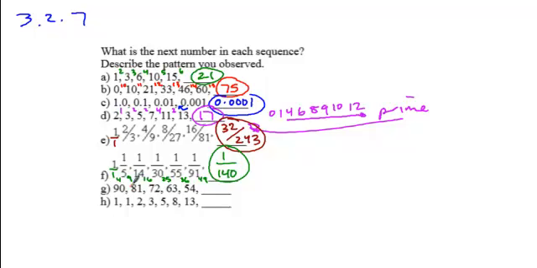For problem G, here if we look from 90 to 81, we're simply reducing each of these by 9, minus 9, minus 9, minus 9 each time. So if we subtract 9 from 54, we get our answer of 45. You can also see a pattern in the digits. The tens digit decreases by 1, 9, 8, 7, 6, 5, so this will be 4. The units place, or the ones place, increases by 1, so 0, 1, 2, 3, 4, this will be 5. You can use either of those patterns.